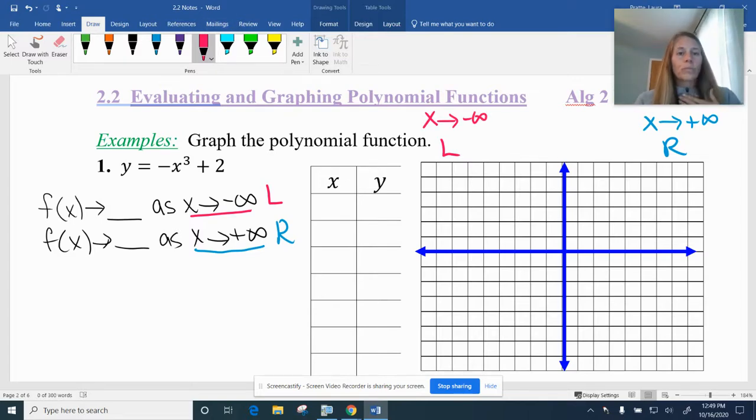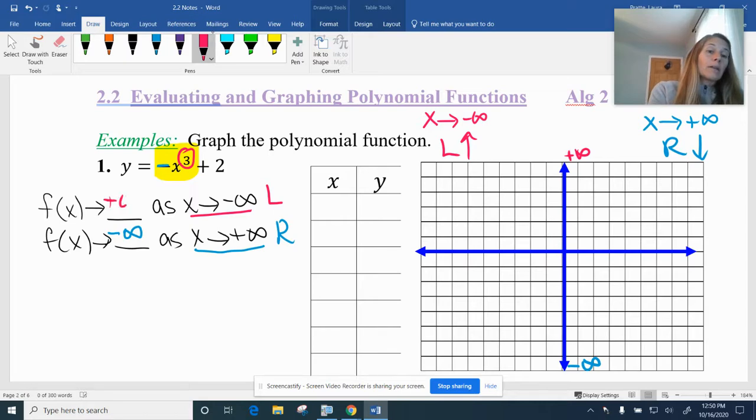So looking at the lead term in my equation, I don't even need to graph it to know what the graph's going to do. Because right away, I know that the right side of my graph, since this is a negative leading coefficient, it's going to go down, which means f of x is going to approach negative infinity on the y-axis. Then I have to do the left side, so I'm going to look at my exponent. My exponent is an odd number, so I'm going to do the opposite of the right. So since my right went down, my left is going to go up, which means it's going to approach positive infinity. So that's the hard part, the end behavior.